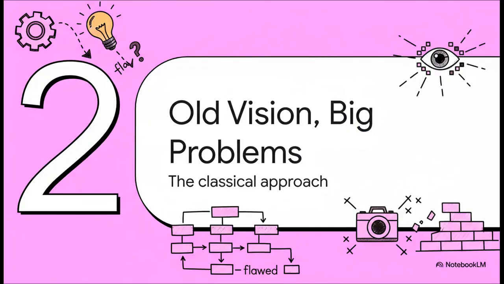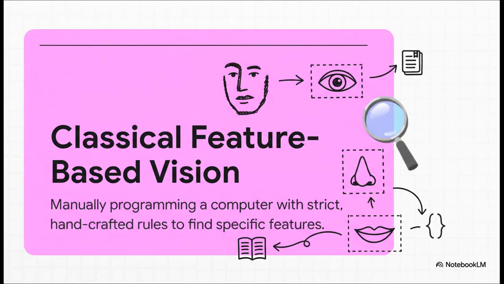Okay, so how did the early pioneers try to crack this nut? Well, their first approach was actually pretty logical, made a lot of sense on paper. But, as we're about to see, it was deeply flawed. The idea was basically this. Let's program the computer with rules. If you want it to find a face, you literally sit down and write code that says, an eye is a circle-ish thing, a nose is kind of triangular, and a mouth is a line underneath. You had to handcraft every single rule for every single feature.